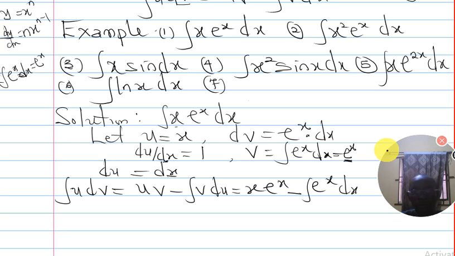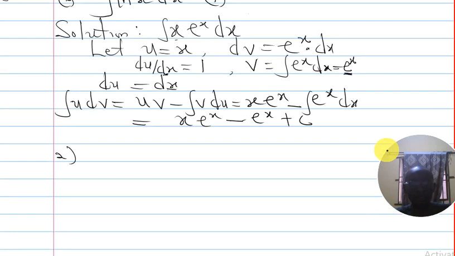We now have x times e raised power x minus the integral of e raised power x. We are going to get e raised power x plus constant. So this is the answer. Now look at this question number 2 now.